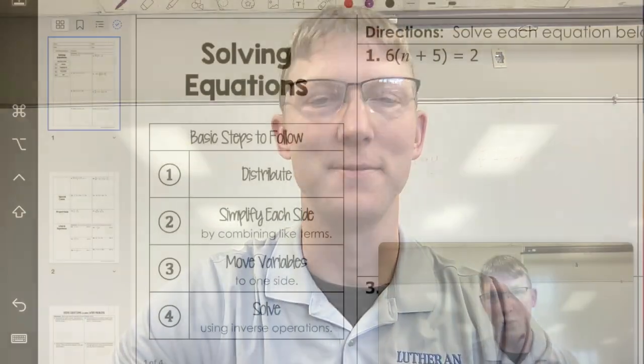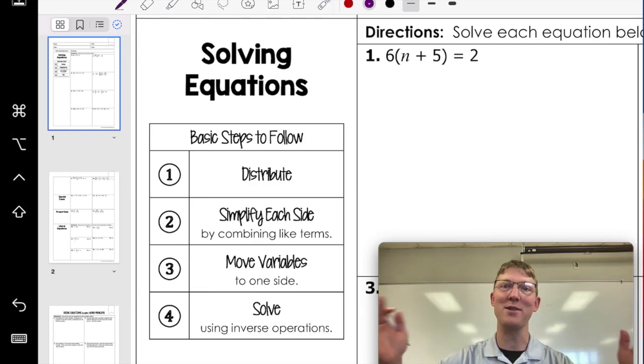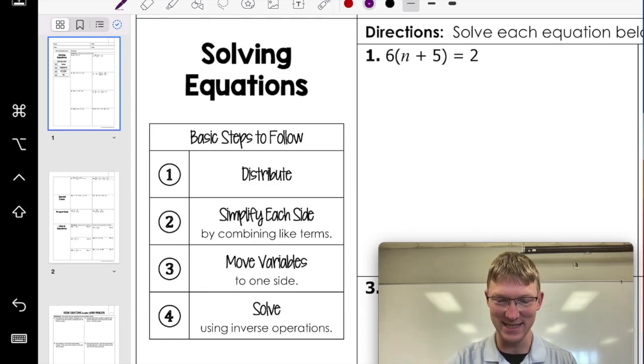Chapter 1, Lesson 3, Solving Equations. This is going to be fun. Let's go. So we are solving equations. This is what it's all about, so we can solve stuff, right?